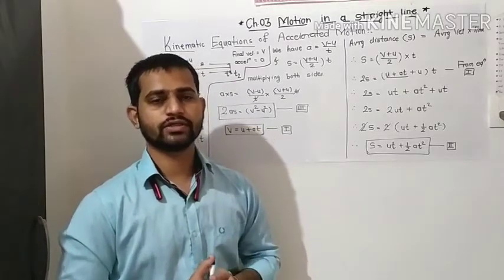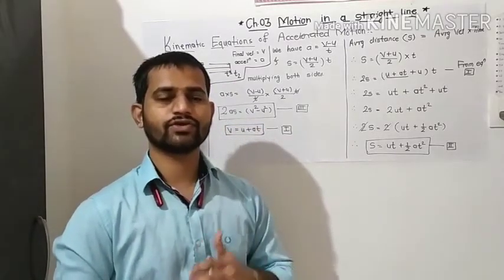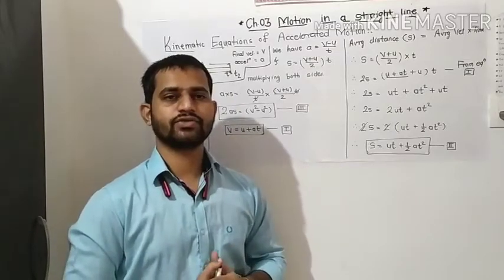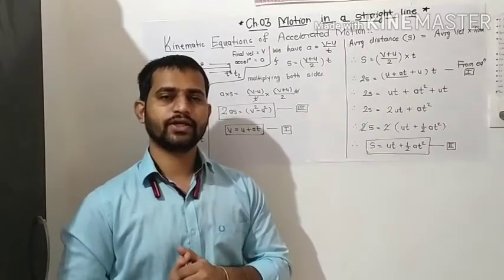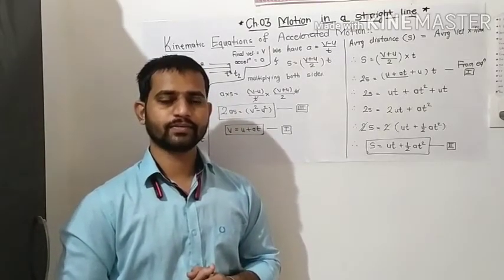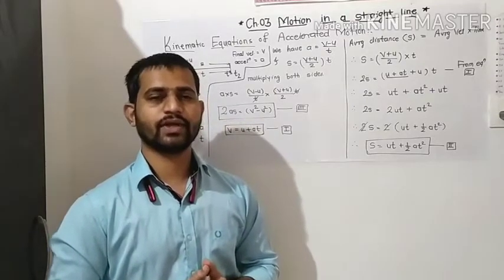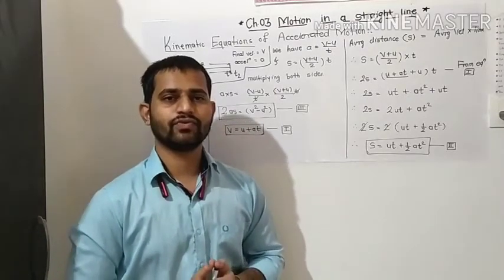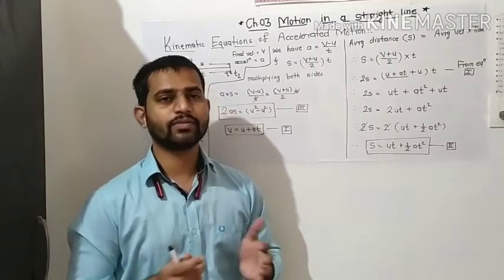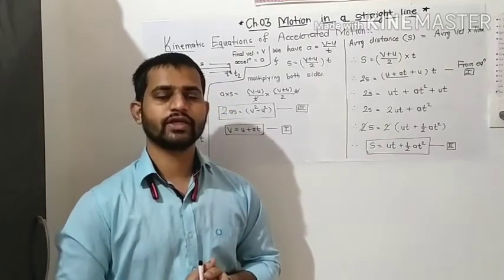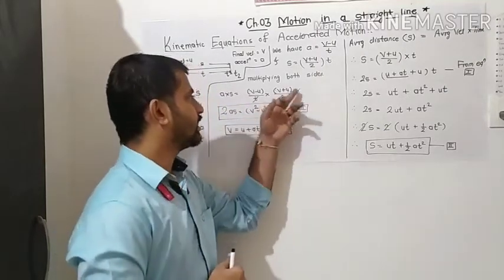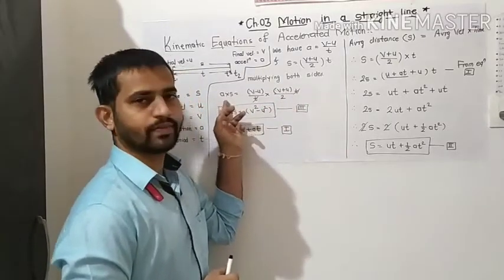Now moving towards the third equation, we consider the equation of distance, that is s is equal to average speed into time. We also have the equation of acceleration, that a is equal to v minus u upon t. If we multiply both the terms, the t will get cancelled, and the 2 will go to the left side.